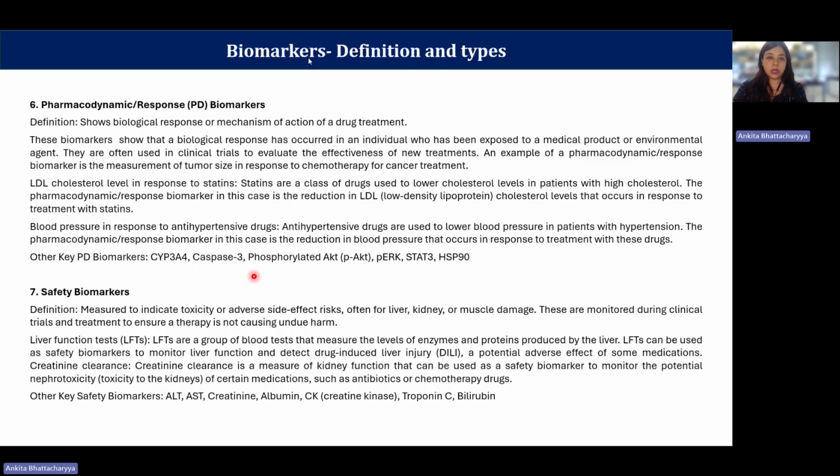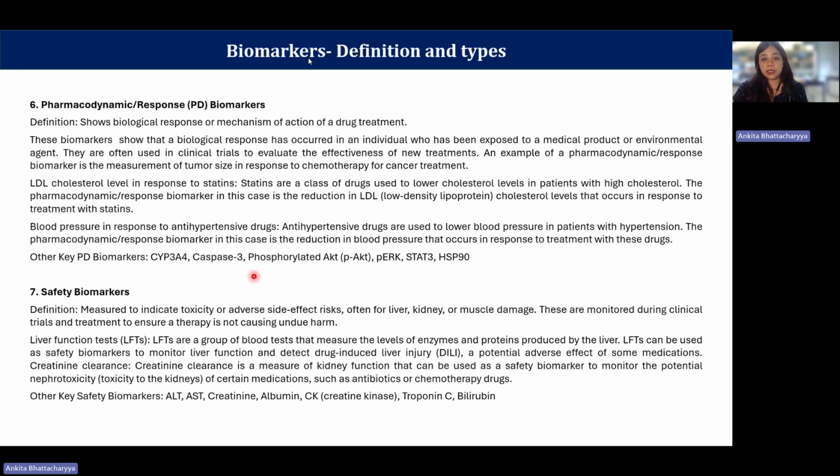Of course, if you monitor it regularly, you would be able to keep it away, and healthy lifestyle choices also help. But sometimes genetics does take over. It's something you simply cannot prevent at times. So the pharmacodynamic or response biomarker in this case would be the reduction in blood pressure that occurs in response to treatment with this drug.